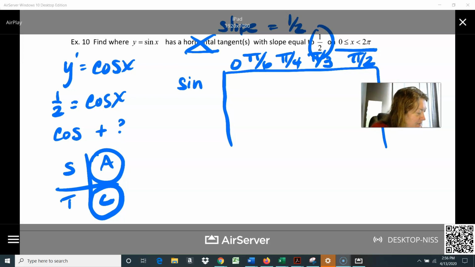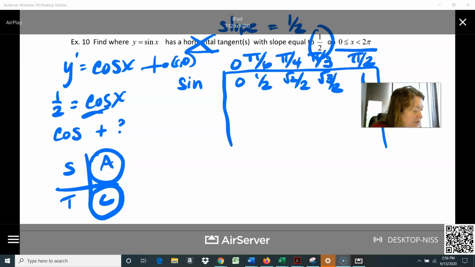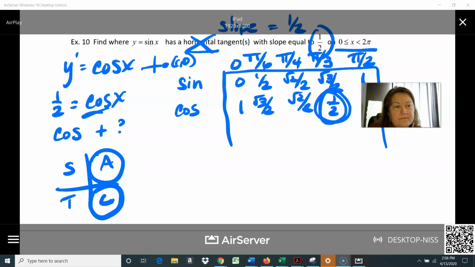Okay, so if I'm doing sine, remember that if I started at here, it was 1, 0. So sine starts at 0 and goes uphill. Radical 2 over 2, radical 3 over 2, and then radical 4 over 2, which is just 1. Okay, that is not cosine, so I have to go to the next one. So in cosine, it reverses. We start at 1 and we go radical 3 over 2, radical 2 over 2, 1/2. This is the one I want.